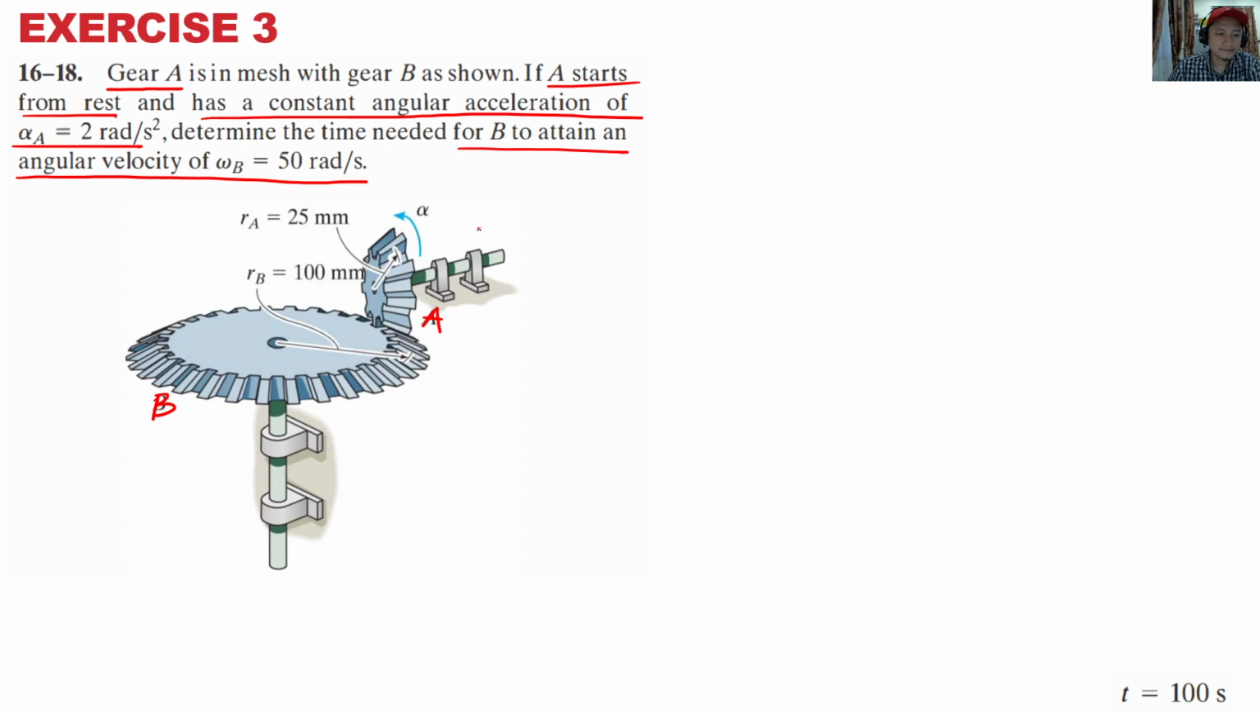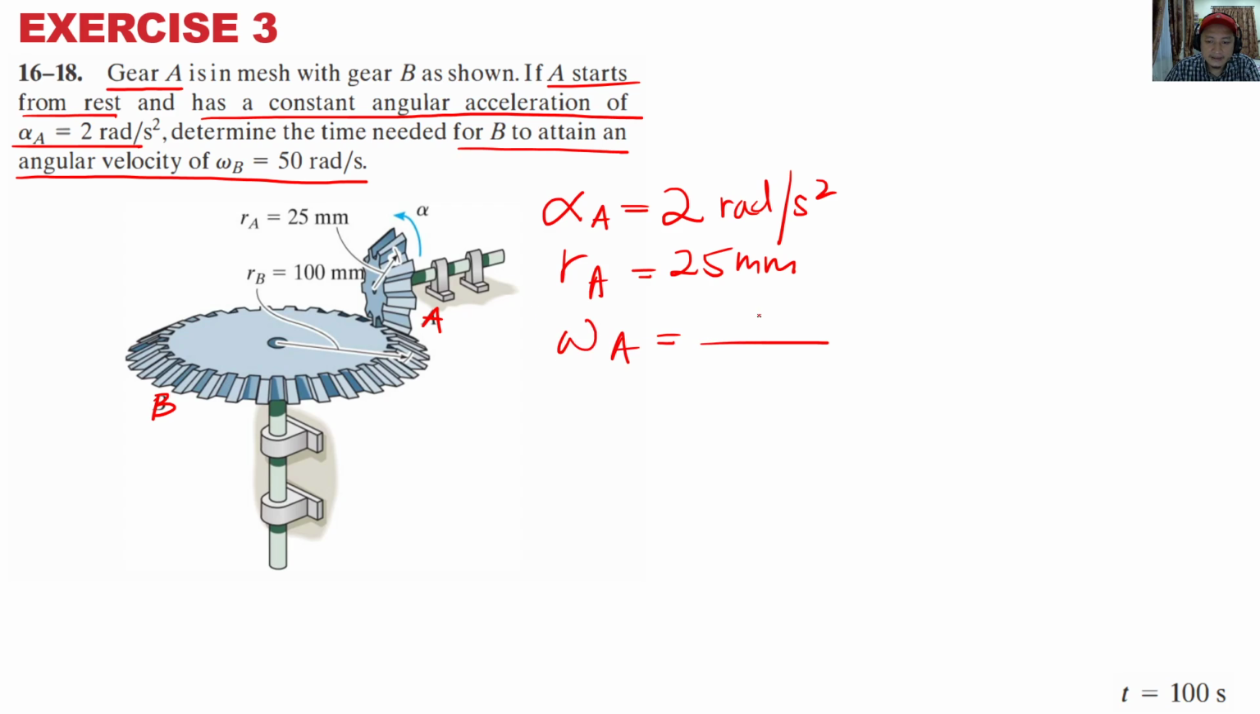Gear A. Alright, so you've got A and B. Let's list down all our information. Gear A is rotating. Alpha A is equal to 2 radian per second squared. RA is equal to 25. Do we know omega A? We don't know.